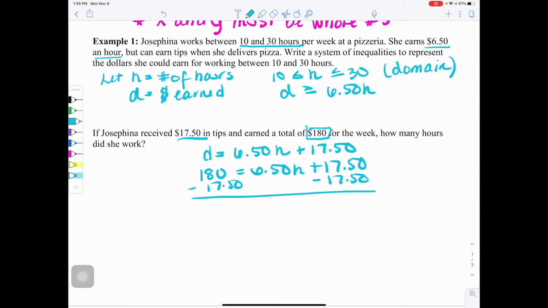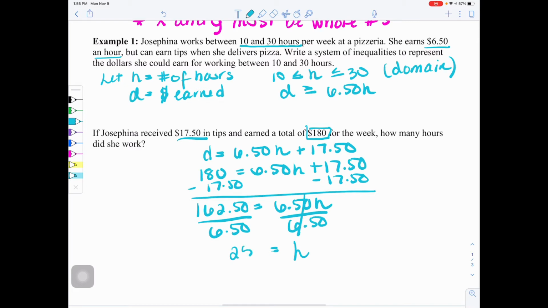And we end up with $162.50 equals $6.50 times her hours. Now if we divide by 6.50 on both sides, H is alone, and we get 25. So how many hours did she work? She worked 25 hours.